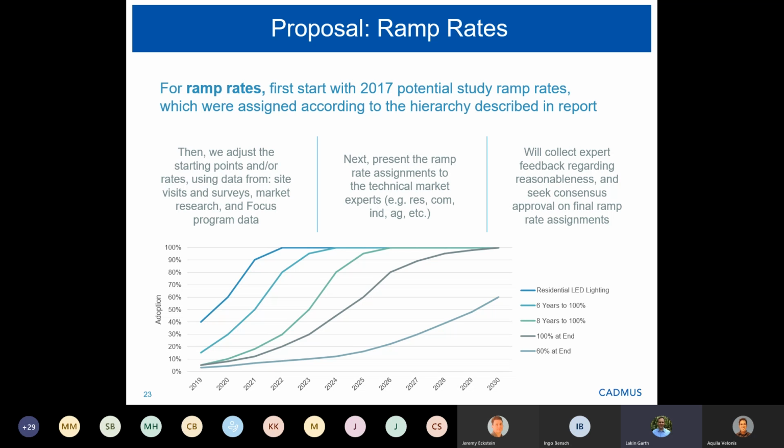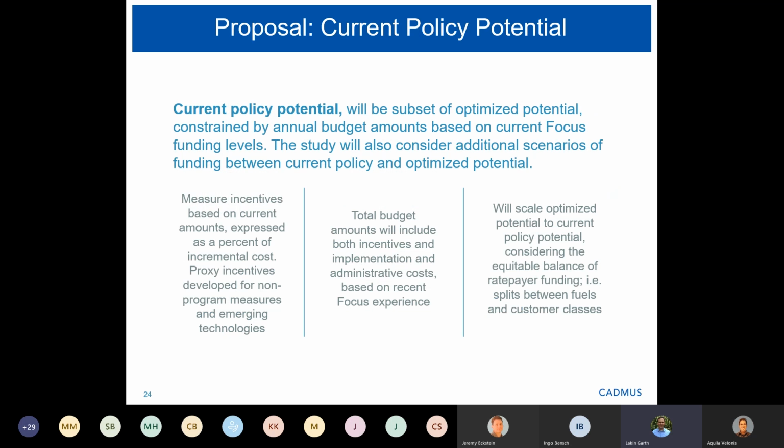On slide 24, so in addition to estimating what we're referring to as optimized potential, we do plan to estimate what we're referring to as current policy potential, which will be a subset of optimized potential constrained by annual budget amounts based on current focused funding levels. However, the study will also consider additional scenarios of funding between what the current policy is and then that optimized level of potential. But for the current policy potential, one of the key elements there will be measure incentives.